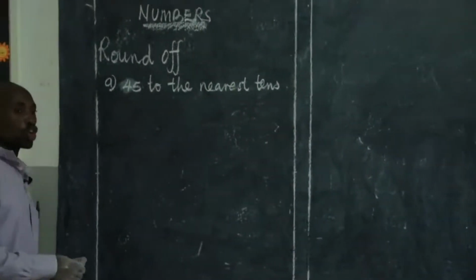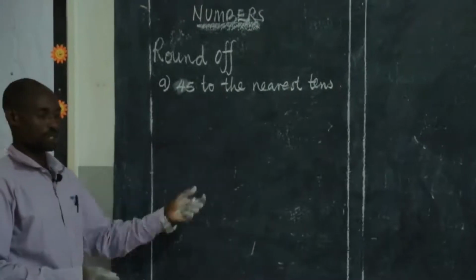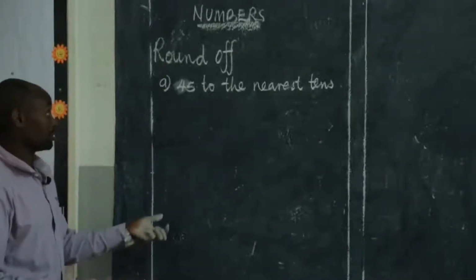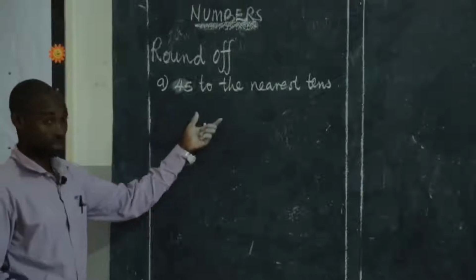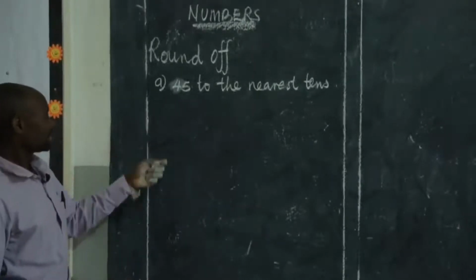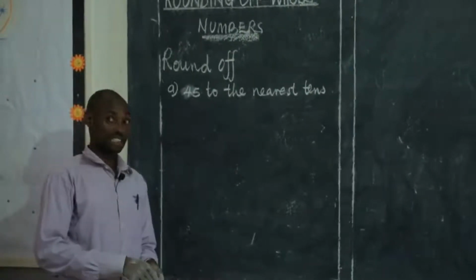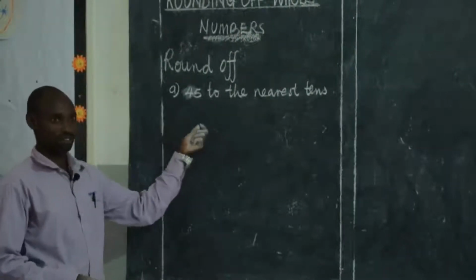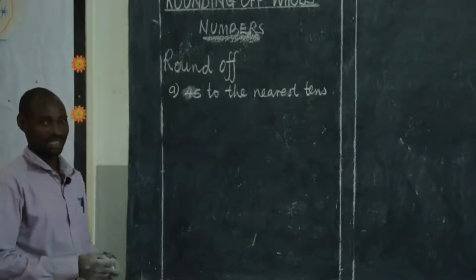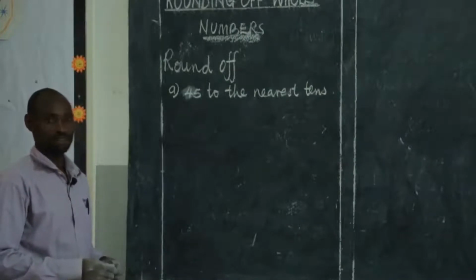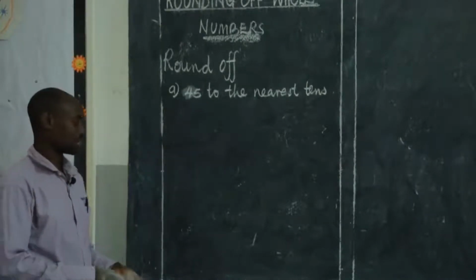Rounding off whole numbers. This topic is not new to you because teachers of P4 taught you this. And we are going to round off 45 to the nearest tens. Your teachers told you that when you are told to round off this one, use a number line, okay? And I hope you still remember how to use a number line to do that.